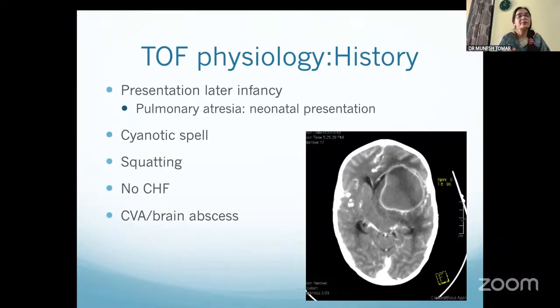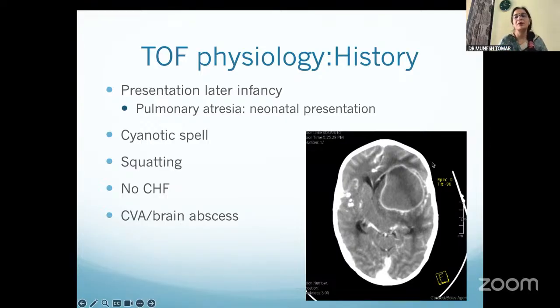The presentation is usually later in infancy, as we have discussed, with cyanosis or cyanotic spells or squatting. Otherwise, they are comfortable patients. Weight gain is fine. There are no recurrent chest infections. They're just doing fine. Almost 25% of tetralogy of Fallot physiology have a genetic issue, so syndromic association is there. That will complicate weight gain and the other presentation. But otherwise, tetralogy in isolation has a very smooth presentation. No CHF, and sometimes they just come with a CVA and brain abscess.